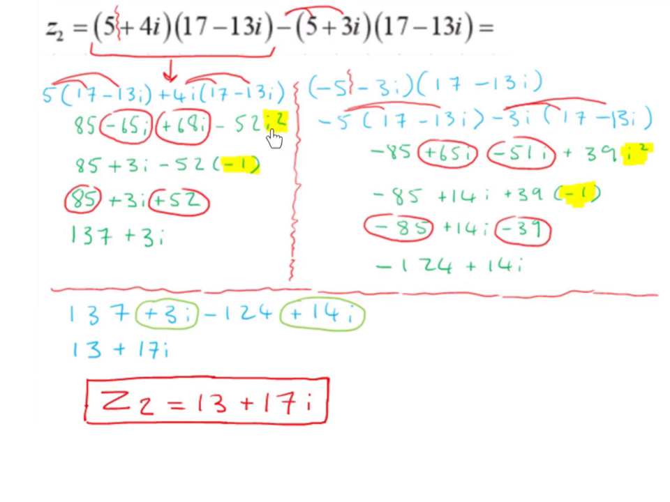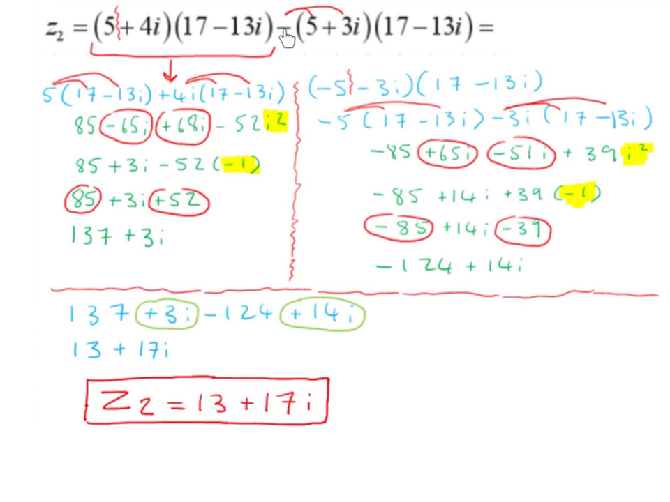So really important that we have i squared here. i multiplied by i is i squared. I bring down the 85. Minus 65i plus 68i is plus 3i. And i squared becomes minus 1 with brackets around it. It's very, very important that we have brackets around it. Bring down the 85, bring down the plus 3i. And minus 52 multiplied by minus 1 is plus 52. Then 85 plus 52 is 137, and bring down the plus 3i. So this multiplied out to give me 137 plus 3i.